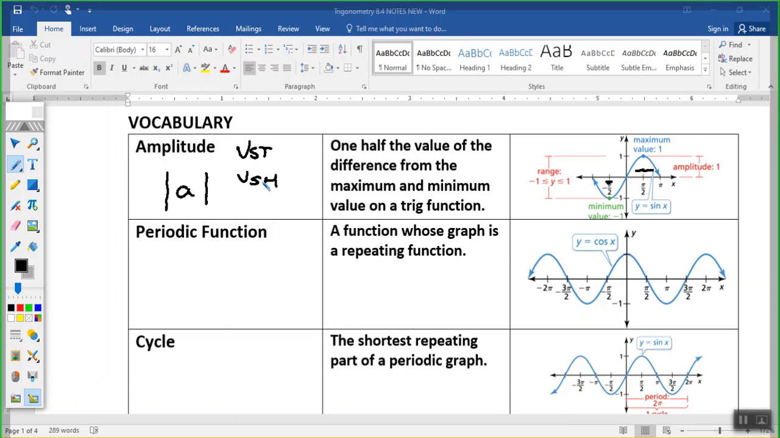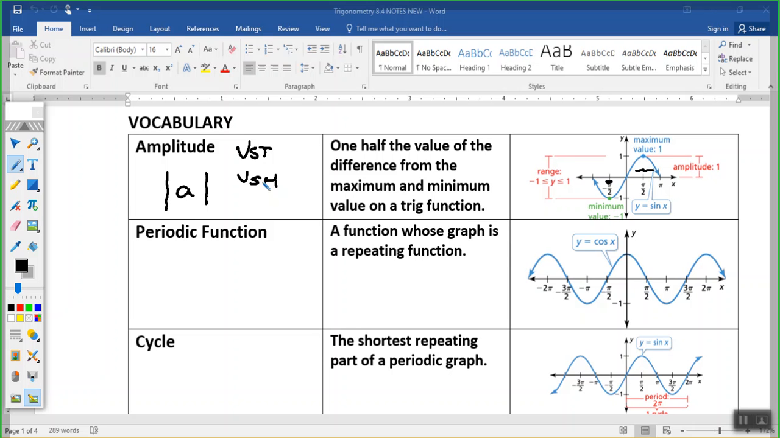Amplitude is kind of your new term for what, kids? Vertical stretch and vertical shrink. If A is more than 1, what do you think? Stretch. If A is less than 1, what do you think? That'll be a vertical shrink. Very good. Okay, so good on that.